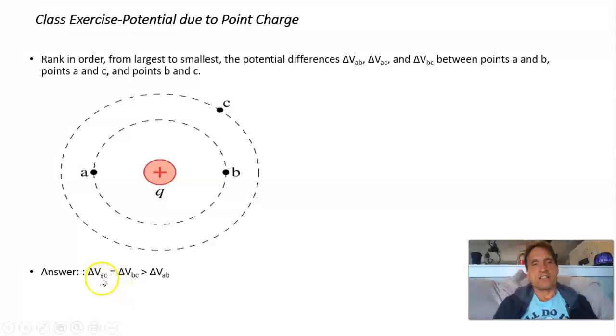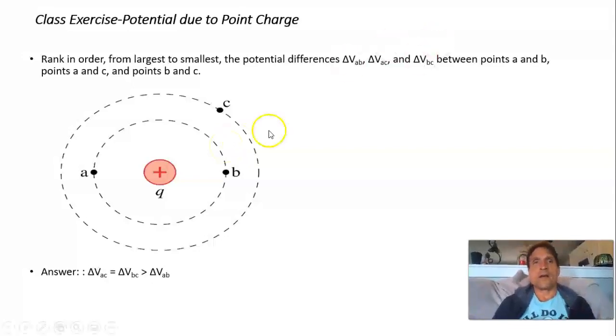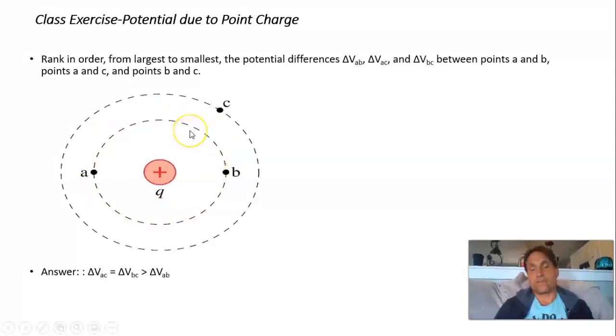And so delta VAC, the difference in potential between points A and C, is equal to the difference in potential between B and C. The main point of all this is that for a point charge, the potential, the voltage, only depends on the distance r from the charge. And so any sphere of radius r is an equipotential, because all of these points are at the same potential.